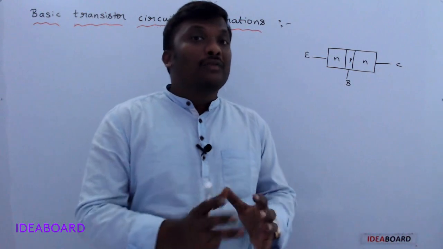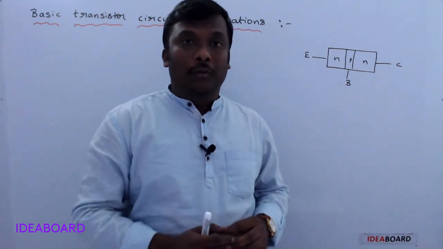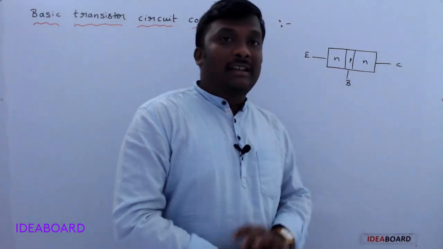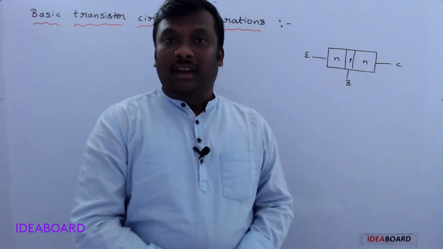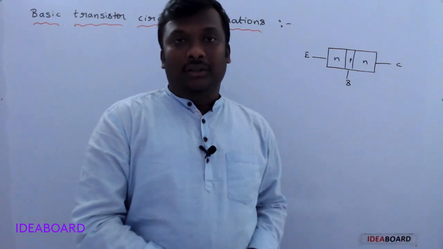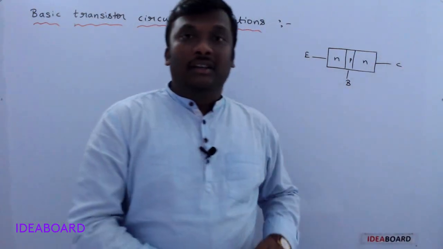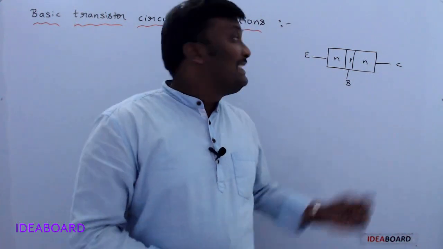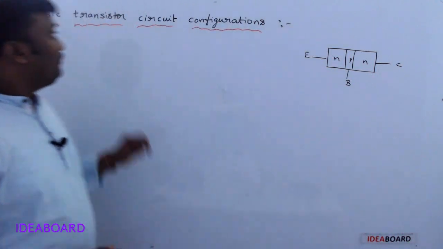So if you want to use the transistor in a circuit to get input or output, any one of these, emitter, base or collector, has to be common. Understand? So if you want to use the transistor in any circuit, emitter or base or collector should be common. Then only we can use this transistor in the circuit.